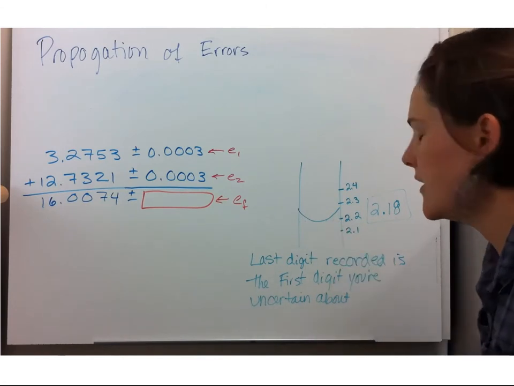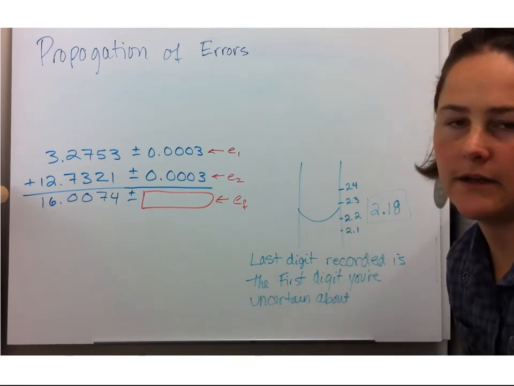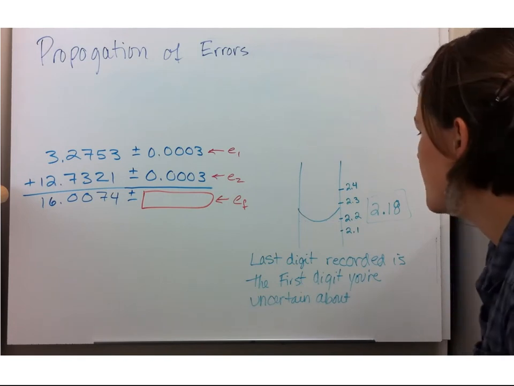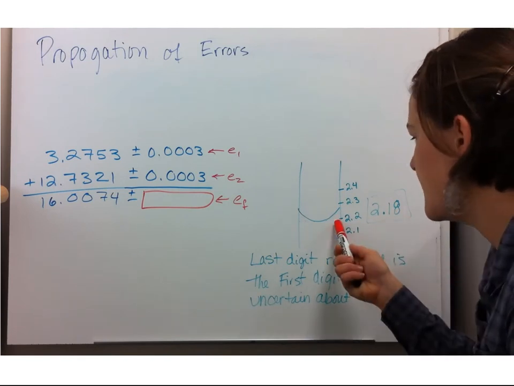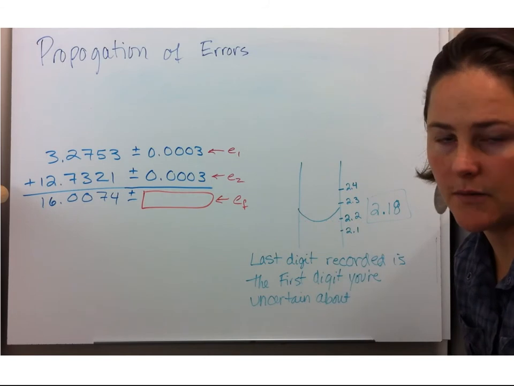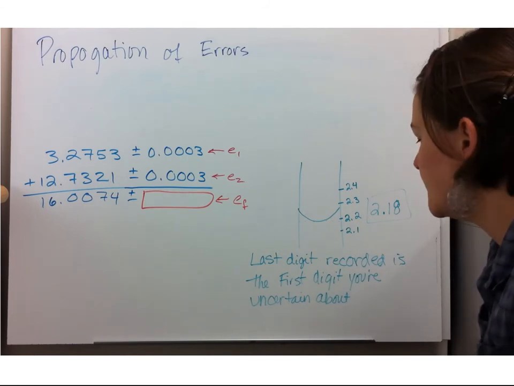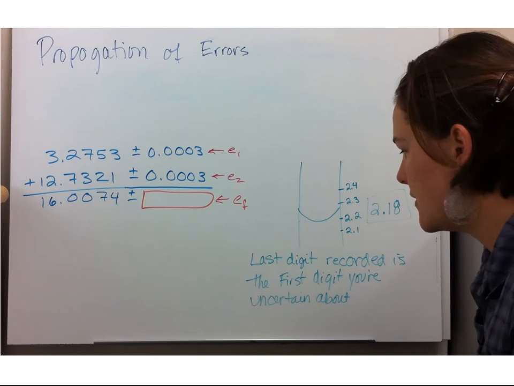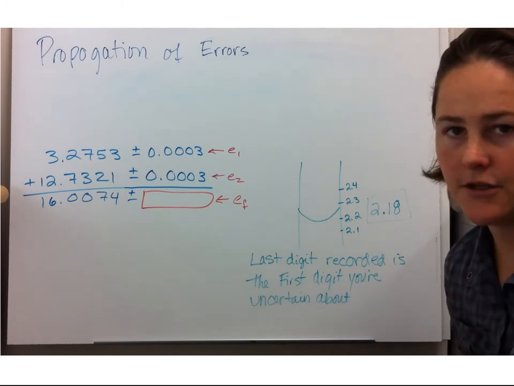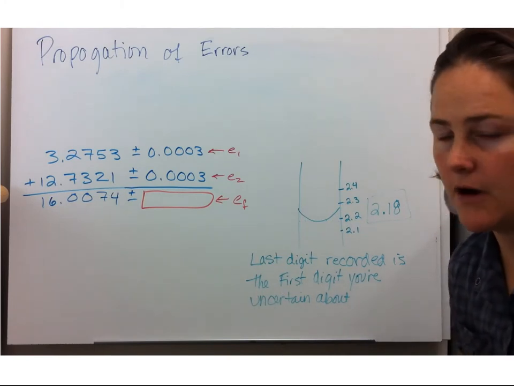That the measurement is 2.18, but you might say 2.19, but that is the last digit because I'm uncertain about the last digit. So the rule is that the last digit that you record is the first digit that you are uncertain about.